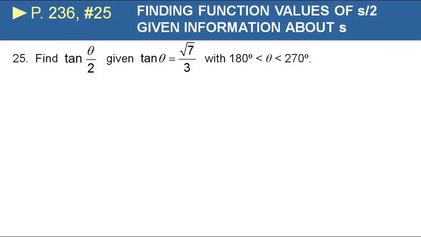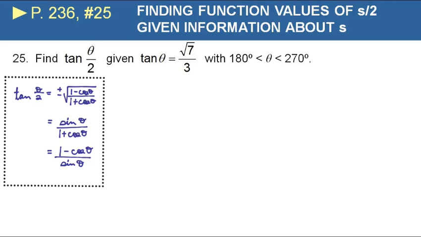And one last example that we'll do together. Find the tangent of theta over 2, given that tangent is square root of 7 over 3, and theta is between 180 and 270. In other words, theta is in quadrant 3. Well, let's take a look at the tangent of theta over 2 formula. And there are 3 different varieties, again, so we get to choose which variety we like. One of them calls for cosine of theta, the other 2 both call for sine and cosine of theta. We only know tangent of theta, so we'll have to figure out the sine and the cosine.